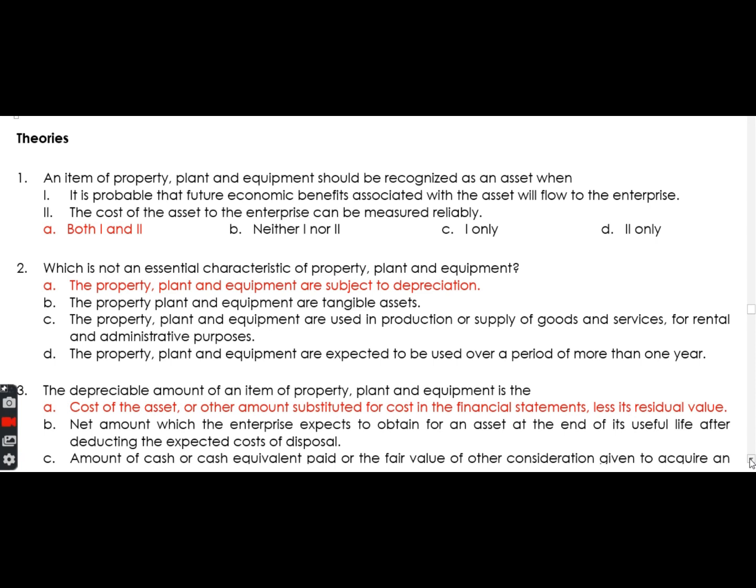An item of property, plant, and equipment should be recognized as an asset when it is probable that future economic benefits associated with the asset will flow to the enterprise.